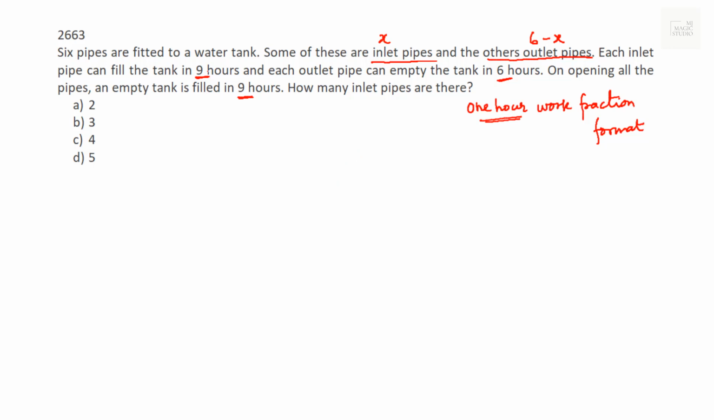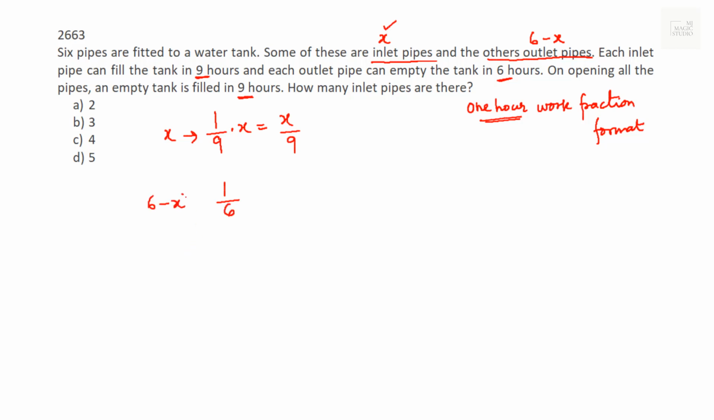Okay, so an inlet pipe can fill the tank in 9 hours. That means in 1 hour, one pipe is filling up 1/9 of the tank. We have X of such pipes. That means in 1 hour, X pipes would be filling 1 by 9 into X, that is X by 9th part of the tank. Similarly, the outlet pipe can empty it in 6 hours. That means in 1 hour, an outlet pipe can empty 1/6 of the tank.